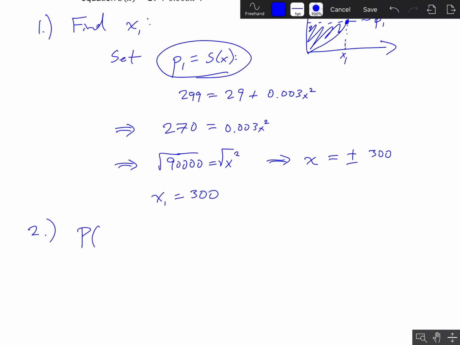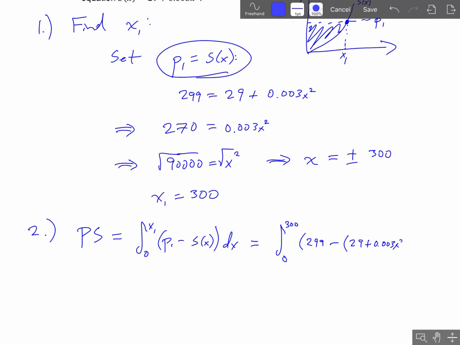For the integral, what we'll have is that the producer's surplus is equal to the integral from 0 to x1 of the price minus the supply curve. So we'll just plug in all of these things. We know now that the quantity is 300. We know from the prompt that the price is 299 minus the supply curve, which was 29 plus 0.003 x squared. So I'm just plugging in P and S and the equilibrium quantity that we just found.